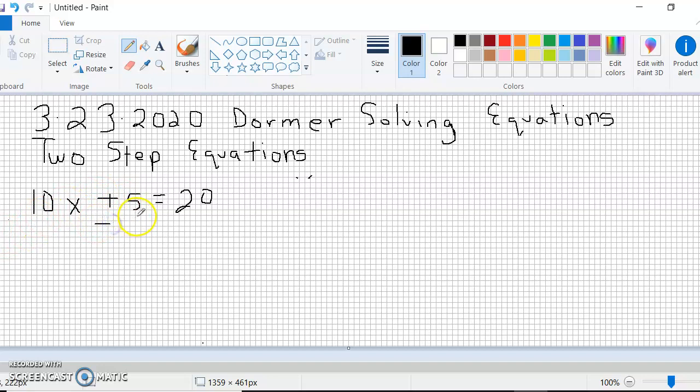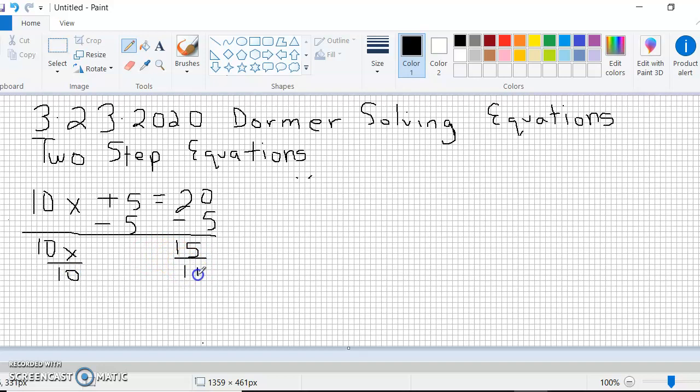So I'll say -5 here and -5 here. Okay. So what I will have here is 0. I don't have to write that down. And I have 10x over here, 10x. Right? And then this will be 15. Now I want to get rid of this 10 over here so I can isolate my x. So divide this by 10. Divide this by 10 here. Divide this by 10 here.